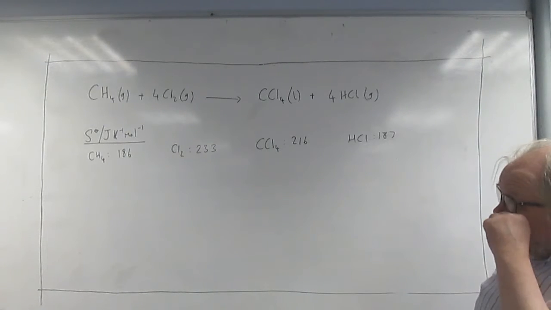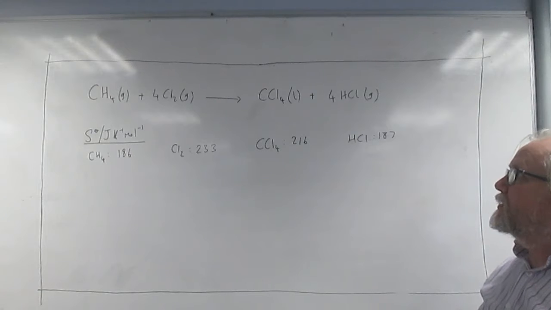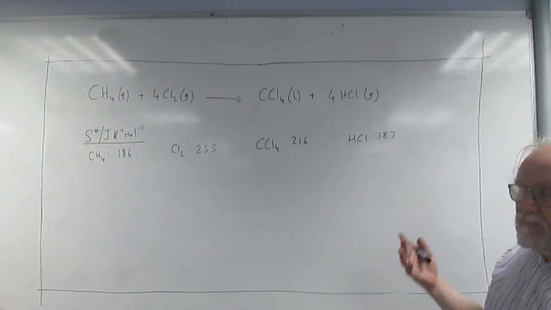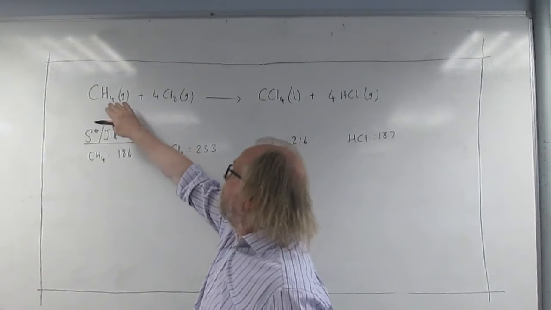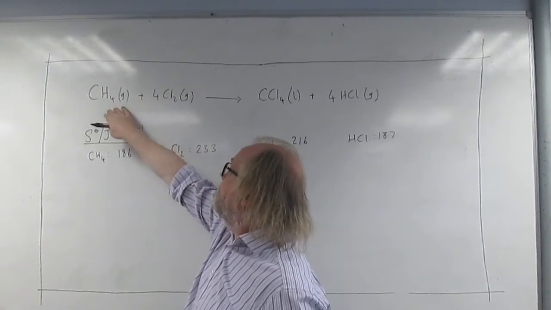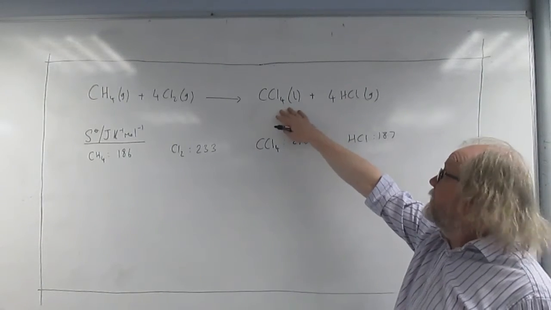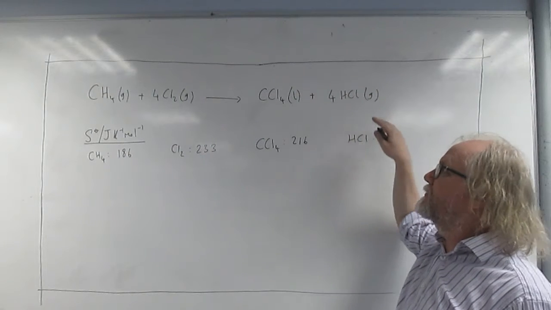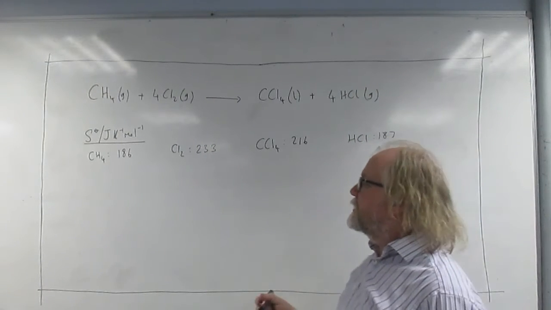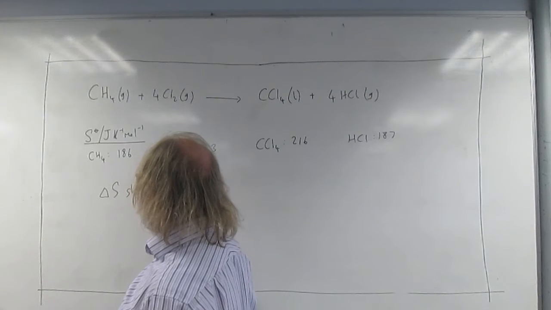Question 3, we have first of all to predict the sign of delta S for that reaction at the top. So again, the thing to focus on is the moles of gas. And you can see we've got 5 moles on the left, 1 plus 4. But because tetrachloromethane is a liquid, we only have 4 moles of gas on the right. So there's a decrease in the moles of gas from 5 to 4. So we predict that delta S should be negative.